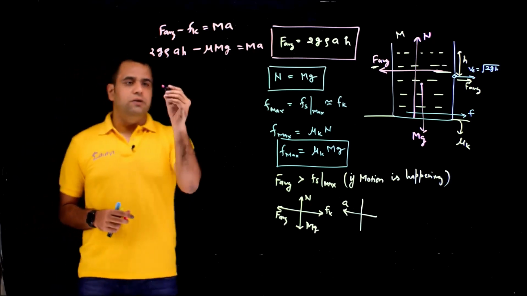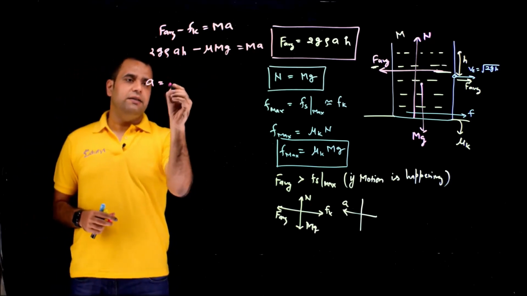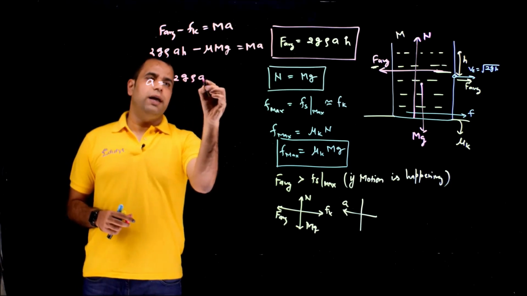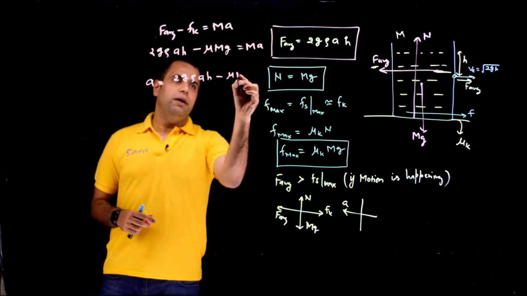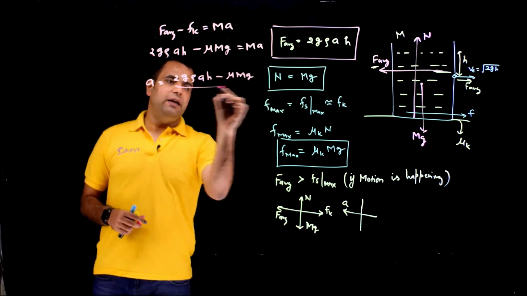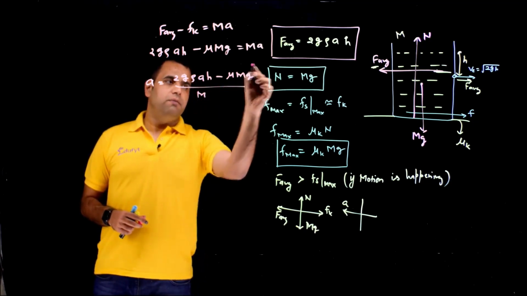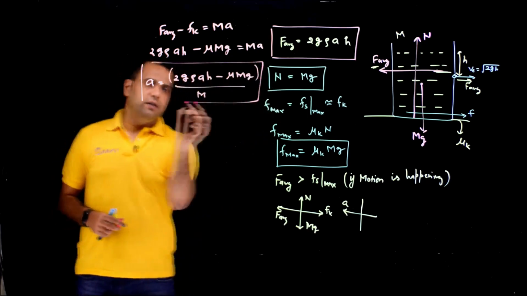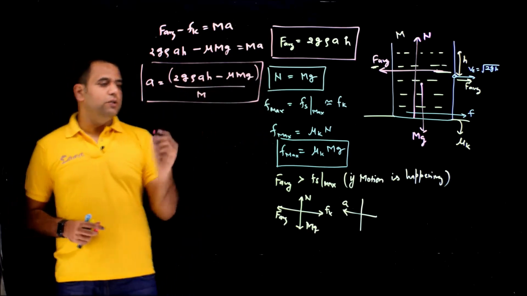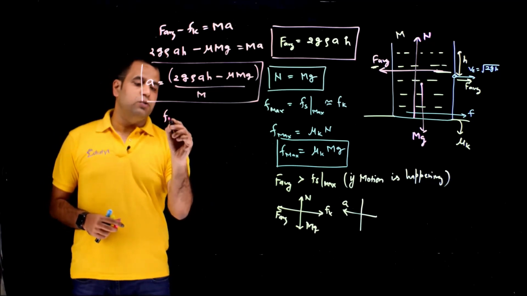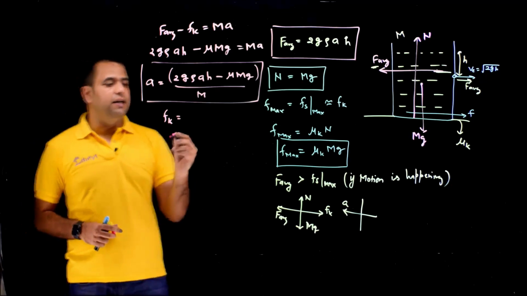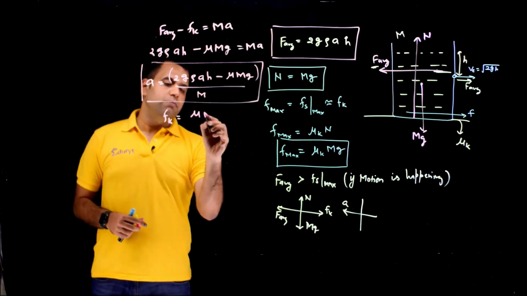Okay, so in this case the acceleration of the system will be equal to (2gρAh − μMg) divided by M. But for that to happen, this value has to be positive. So when the acceleration is non-zero, the friction at the bottom will be equal to Fk. Only in that case will friction be kinetic in nature, and the value will be equal to μMg.